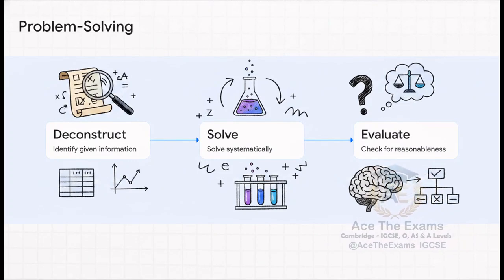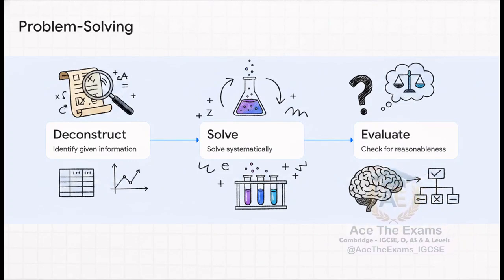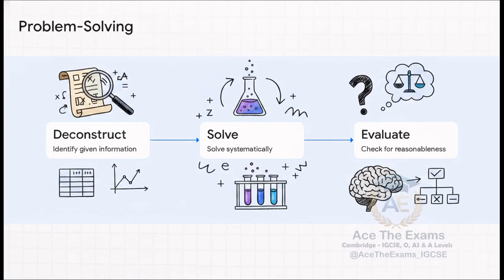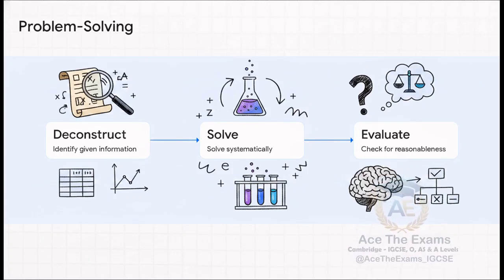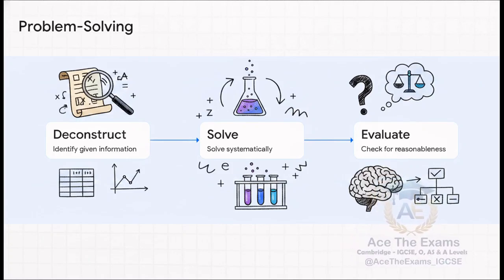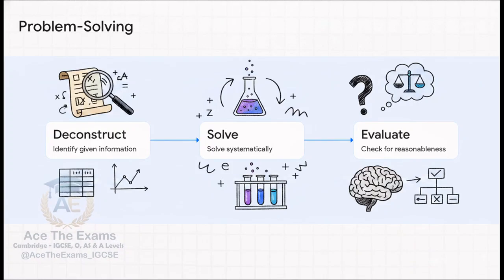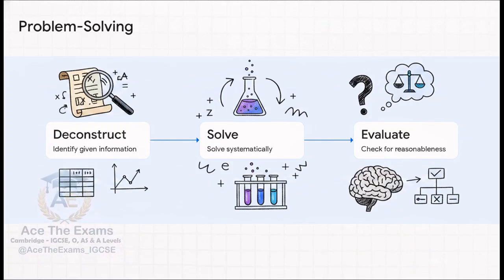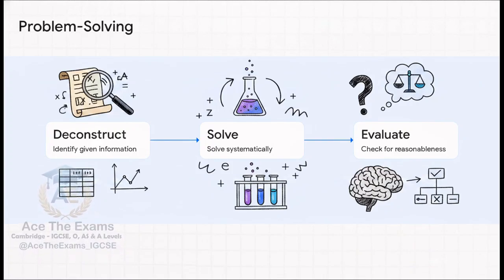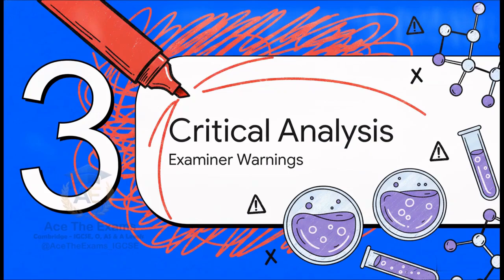When you're tackling examination questions, first, deconstruct the question to identify given information and extract relevant data from tables or graphs. Second, break it into logical steps to solve it systematically, executing with clear notation. Finally, evaluate. Top-scoring candidates demonstrate evaluative thinking by checking for reasonability, questioning assumptions, and justifying every single one of their decisions with hard evidence. Which brings us to Section 3, Top Examiner Warnings.